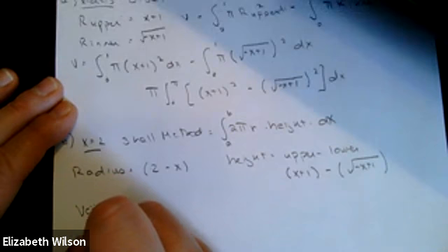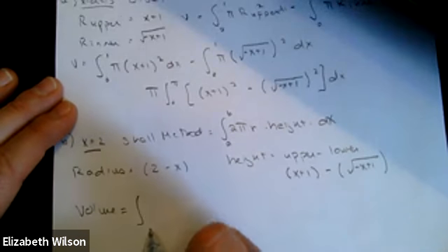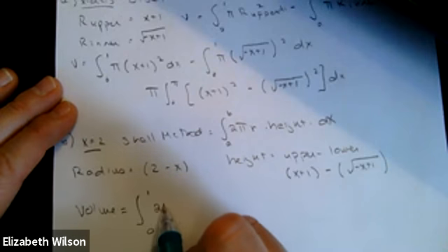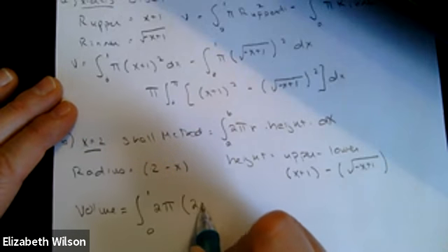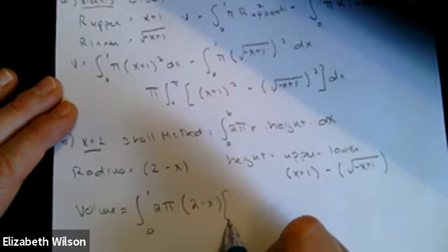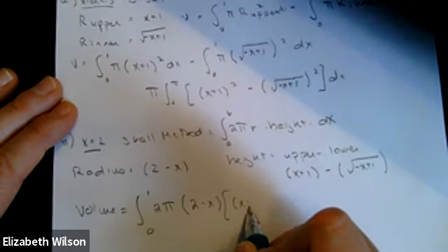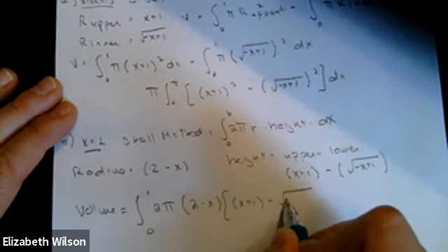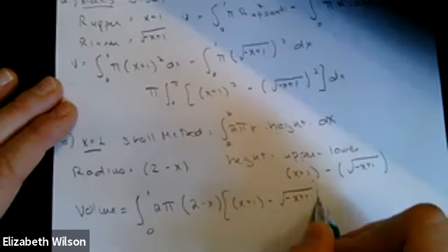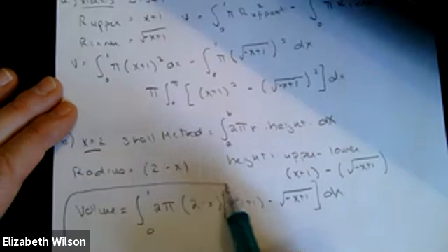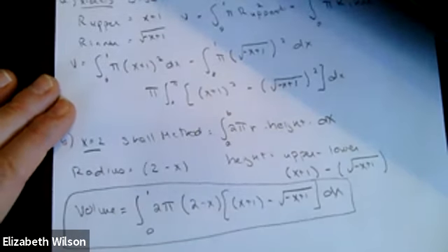So our volume of revolution, we're going from 0 to 1. We found that out before. 0 to 1, 2 pi for our circumference, r. 2 minus x is our radius. Our height, our upper function, x plus 1 minus radical minus x plus 1. And then don't forget your dx. And that's it. They didn't ask us to evaluate it. They just asked us to set it up. So that's our shell method.